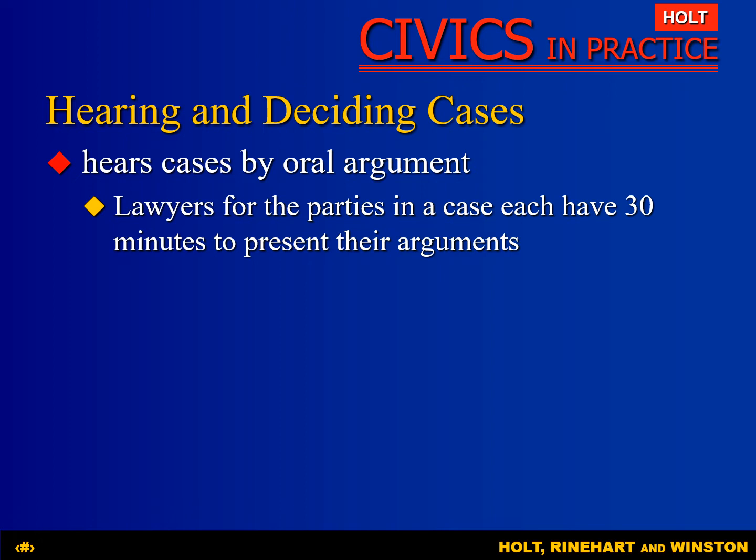During these 30 minutes, the justices also have the opportunity to ask questions of each lawyer. So the lawyer might try and present their case, but really this is the time for questions and answers to be given to the justices of the Supreme Court. So basically, each case is only 1 hour long.